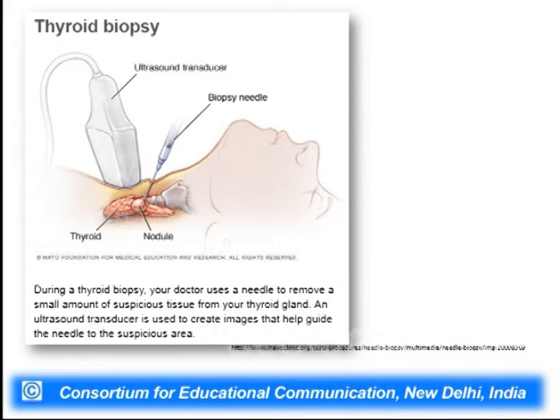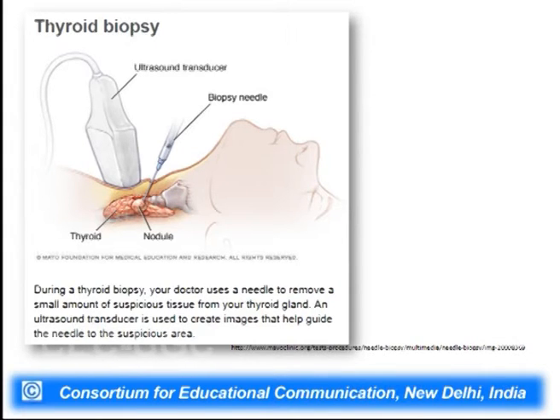Now, the next type of biopsy is called the thyroid biopsy. In this type of thyroid biopsy, the doctor uses a needle to remove a small amount of suspicious tissue from the thyroid gland. An ultrasound transducer is also used along with the thyroid biopsy. So, this is an image guided biopsy which is being done.